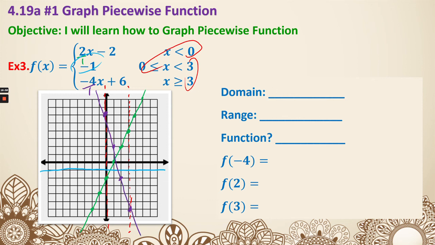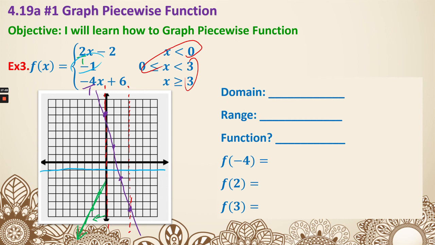Okay, now it's time to decide which part to keep. For the first one, the green one, x is less than 0. So clearly, I only keep everything to the left side of 0. So I'm only keeping this part going all the way down, but erase everything else. I don't need any of the rest. And let me also erase that point so that we know later.